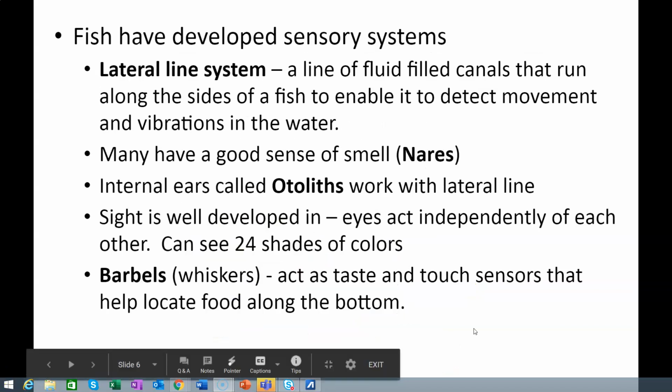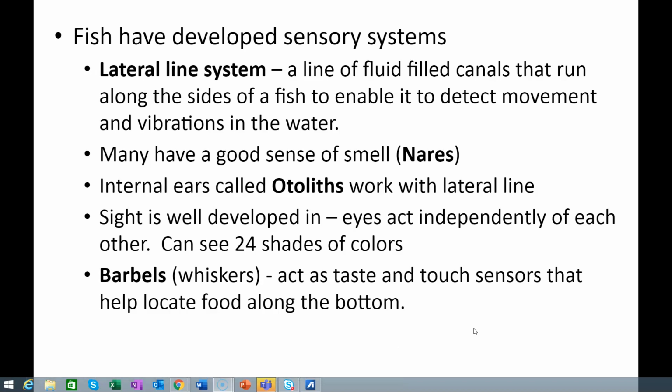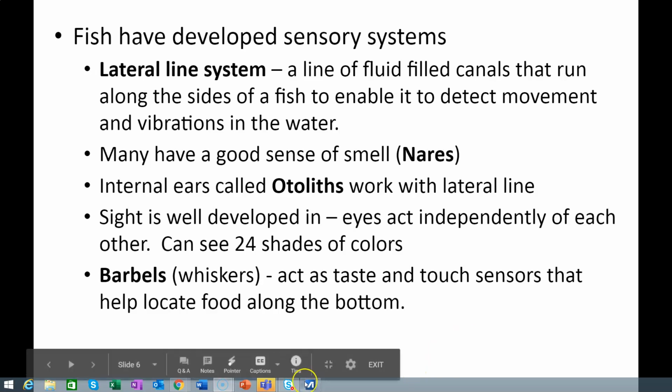Fish also have a sensory system, like a nervous system, for example. A lateral line system is a line of fluid-filled canals that run along the sides of fish to enable them to detect movement and vibrations of the water. The nares are the nostrils that the fish has, and that's what helps it sense smells in the water. It senses smell, predators, prey, those types of things.